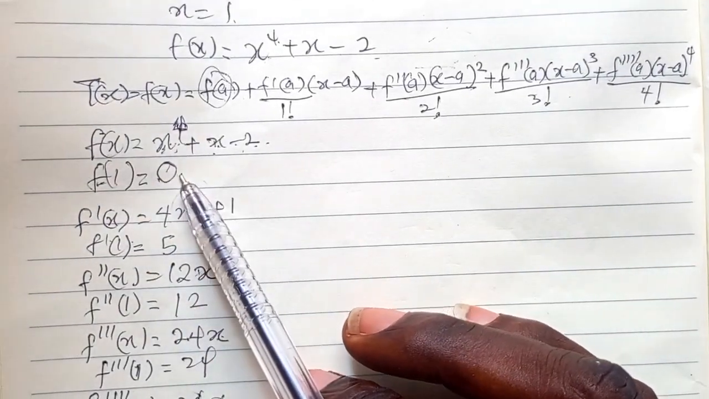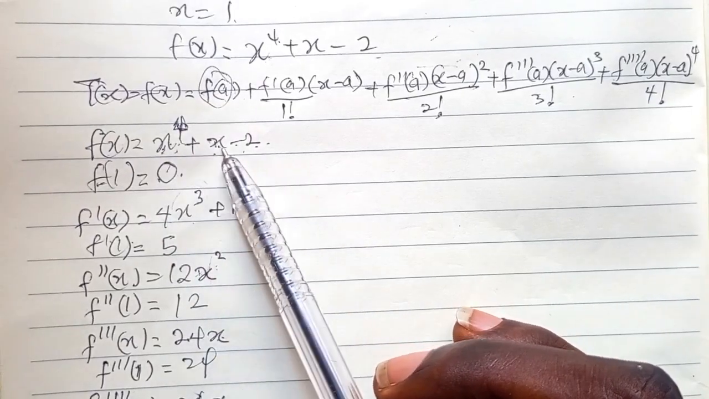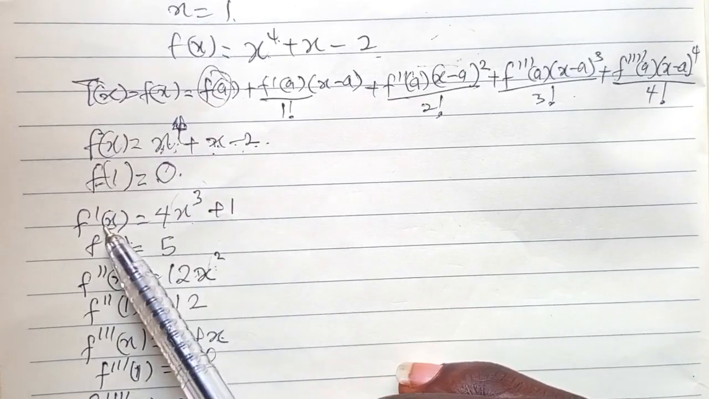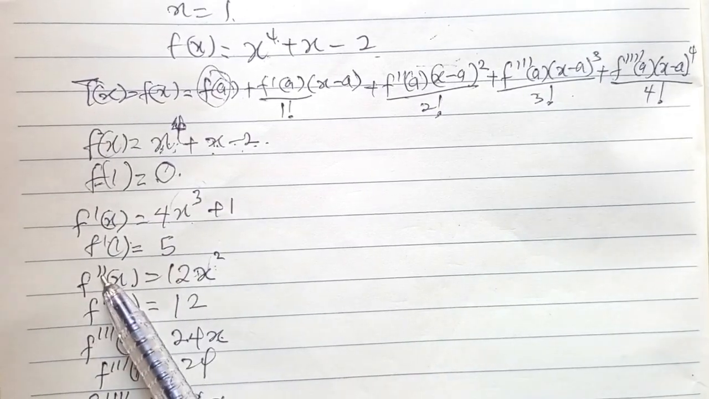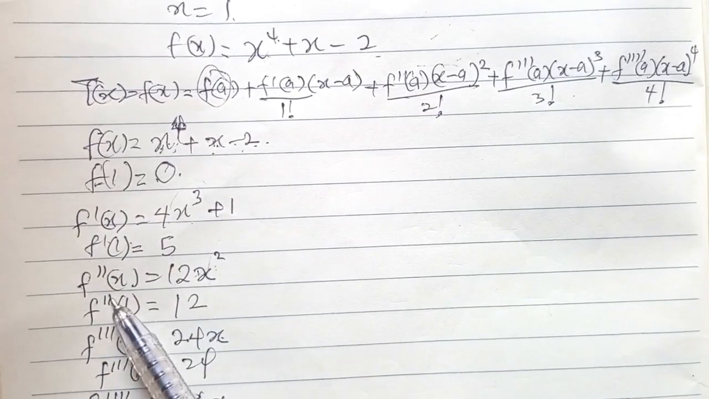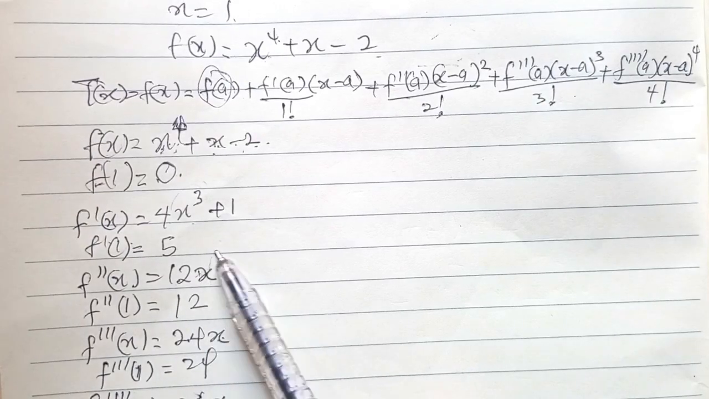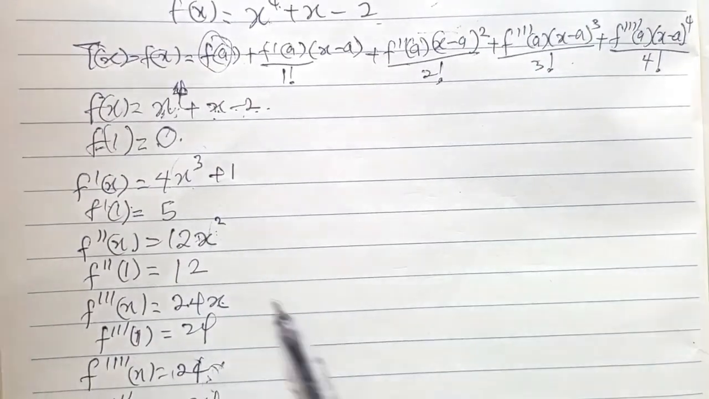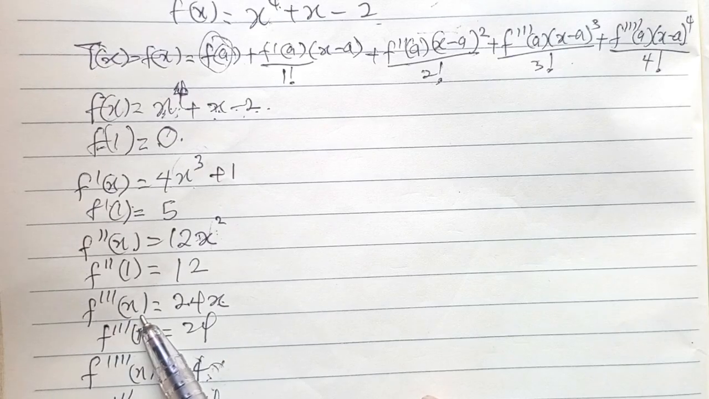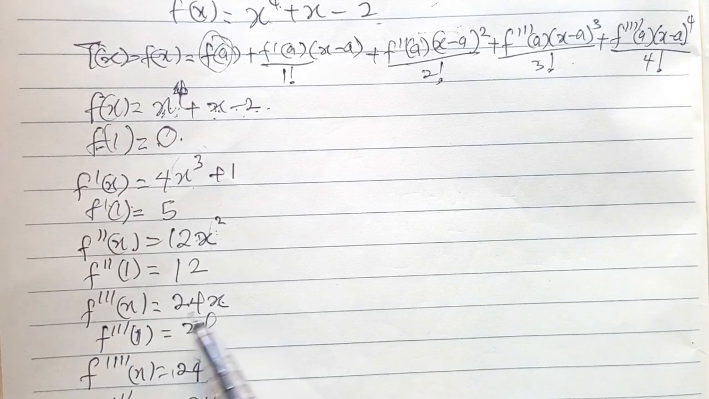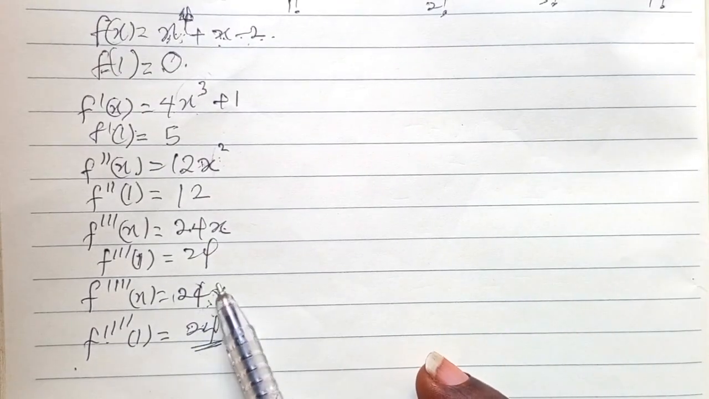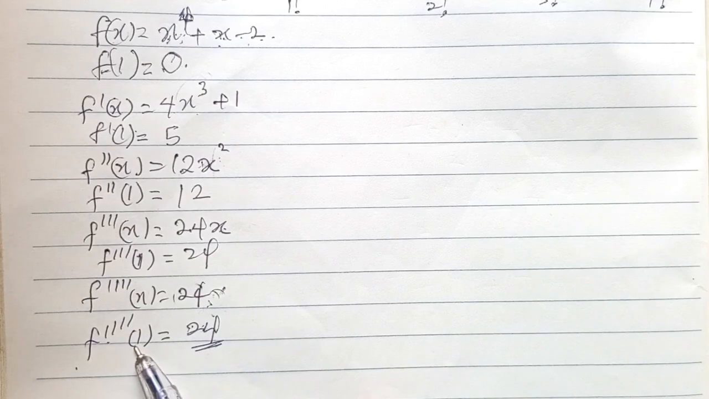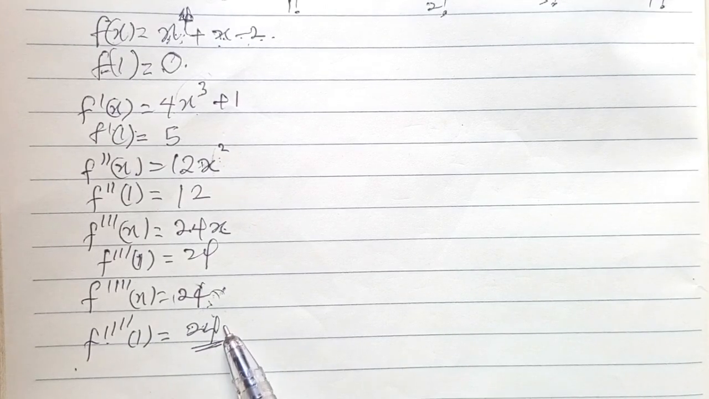F of 1, put 1 here. 1 plus 1 minus 2, that will give you 0. F prime of x, I'm going to put 1 here. 4 times 1, 4. 4 plus 1, 5. F prime prime of x is 12x squared. F prime prime of 1 will be, putting 1 here, 12 times 1 is 12. Next one, f prime prime prime of x, that's the third differential, is 24x. So f prime prime prime of 1 will be 24 times 1, that will be 24. The last one, which is the fourth differential, there's no x there, so it will just be 24 because there's no x.